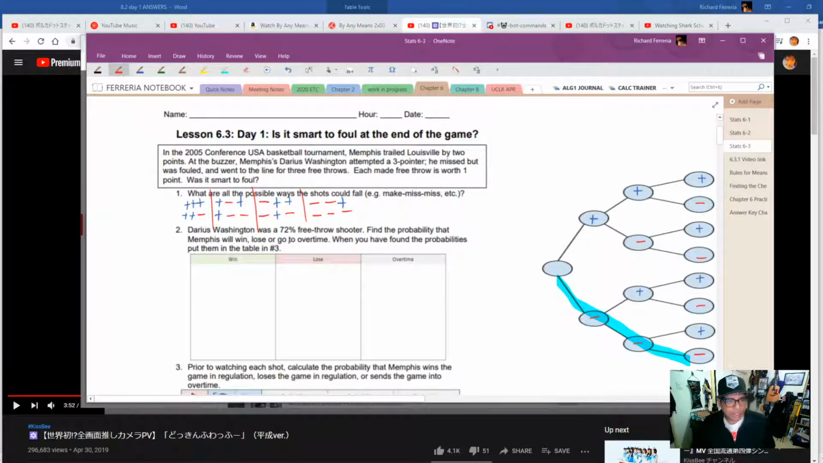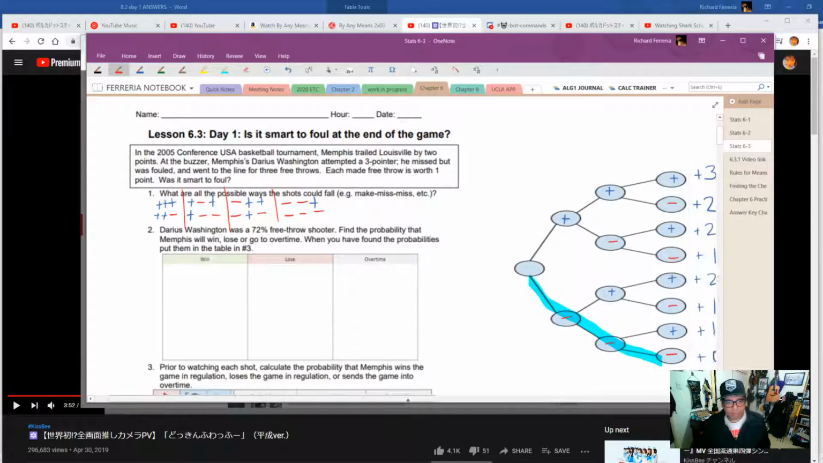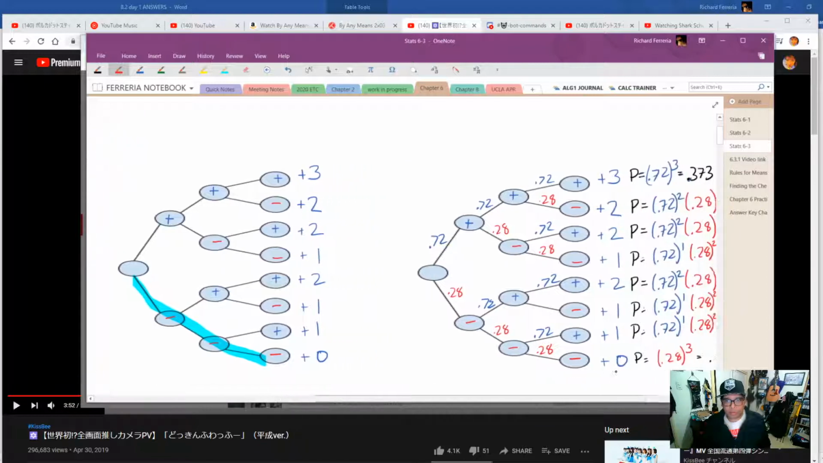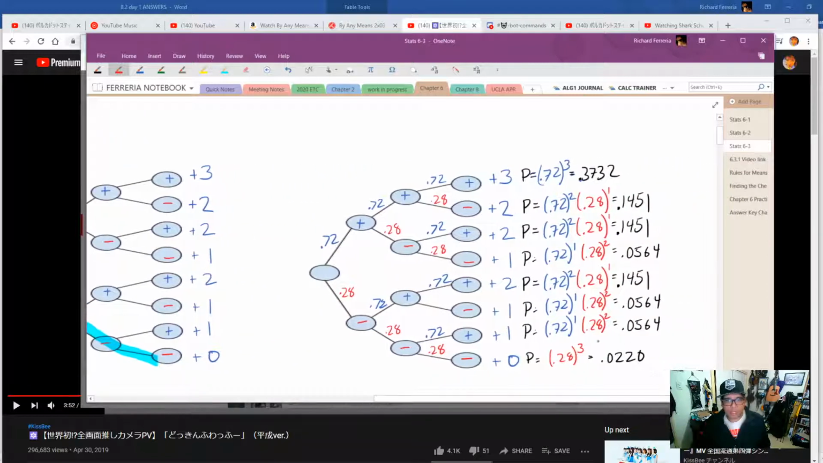So Darius Washington was a 72% free throw shooter. Find the probability that Memphis wins, loses, or goes to overtime. And when you've found the probabilities, put them in table 3. Well, since I already have a tree diagram here, we can go ahead and compute the probabilities this way.